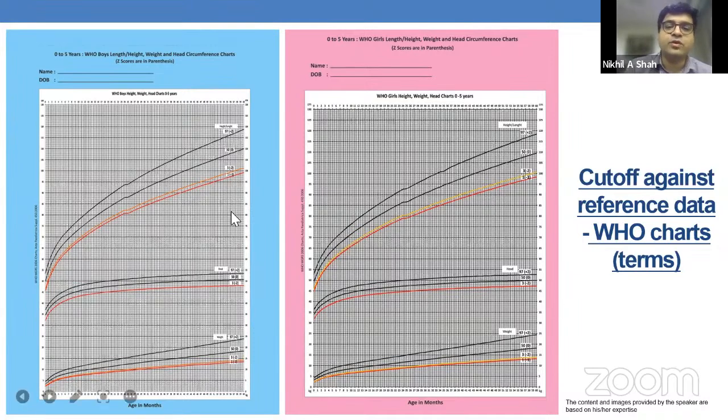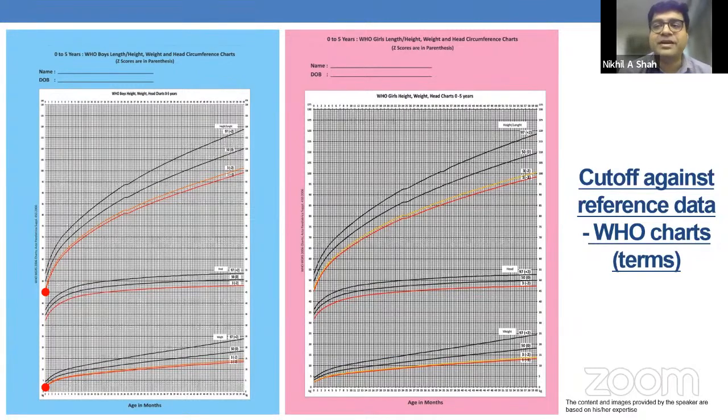So for term babies, we routinely use the WHO charts. These are the IAP modified WHO charts. On the left, you have the boys. On the right, you have the girls. And this is how we plot on the charts. So any child who's below this minus 2 standard deviations, below this orange line, that is below the 3rd percentile in terms of birth length or birth weight, we label this child as an SGA baby. So for term babies, we use the WHO charts.